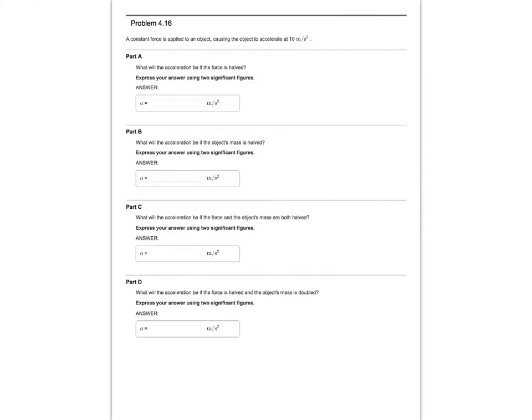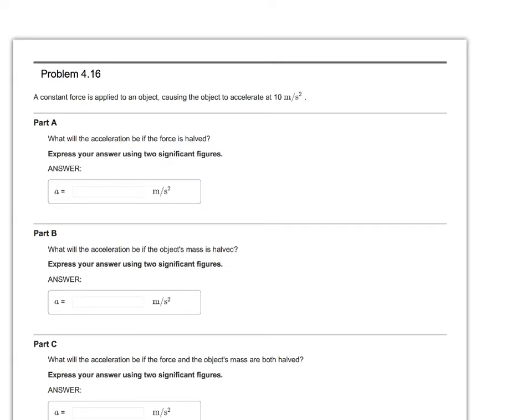This next one here, this is one of our ratio ones. So we have a situation where a constant force is applied to a cart, causing it to accelerate 10 meters per second squared. And we want to know what will happen if various aspects of that are changed. So what I'm going to do is start with the original situation here and think about my F equals ma. Sum of the forces equals ma. We have some force, just going to say F, that's the force making this object accelerate. The object has some mass, m, and it's accelerating at 10 meters per second squared. So that's my original situation.